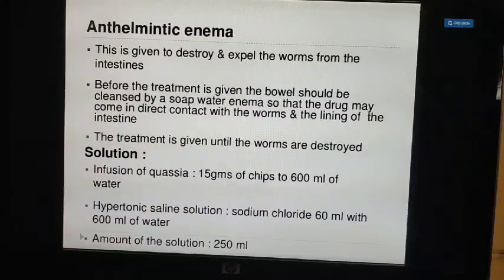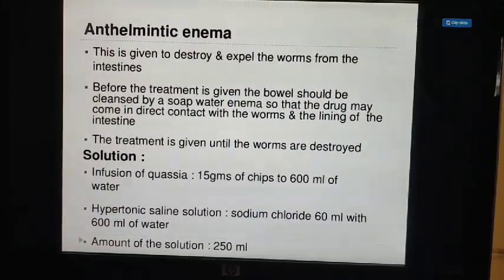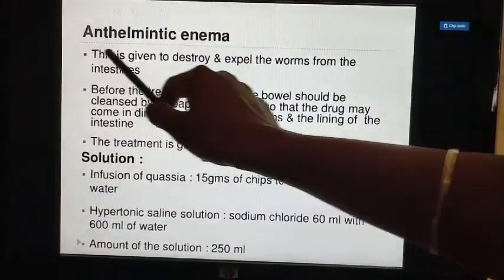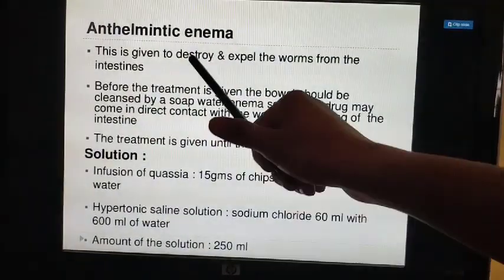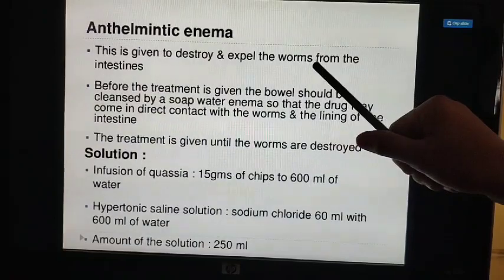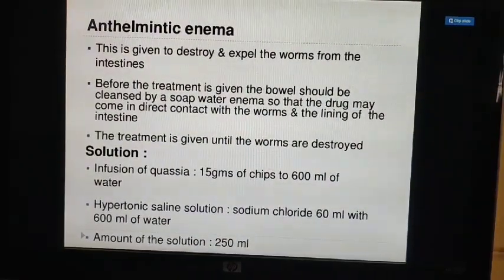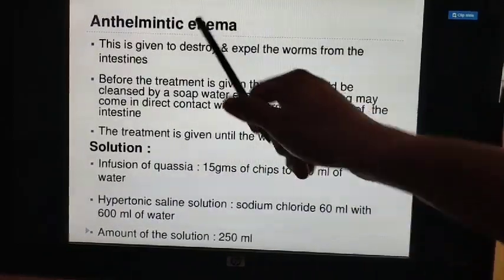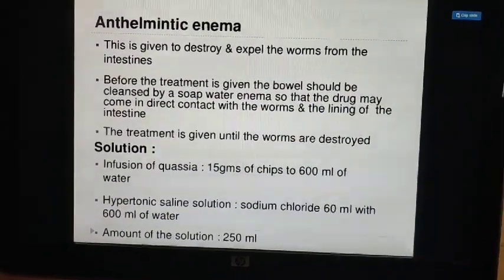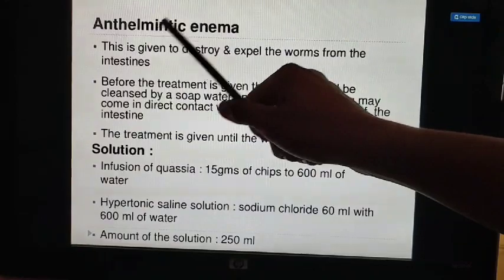The next one is the anthelmintic enema. Anthelmintic means worms, isn't it? So it is given to destroy and expel the worms from the intestine. We use this for kids and for some adults also. Why? To destroy and expel the worms, we give this anthelmintic enema.